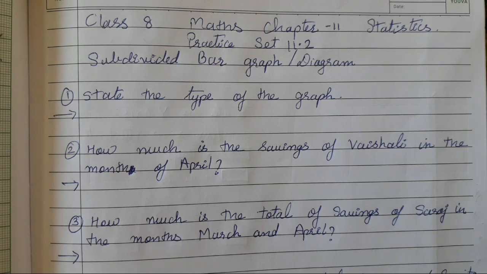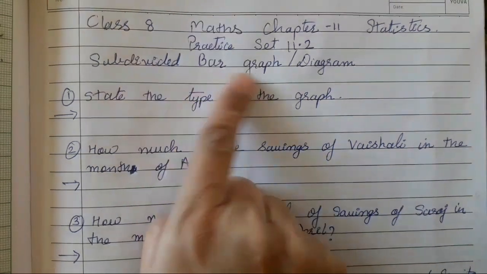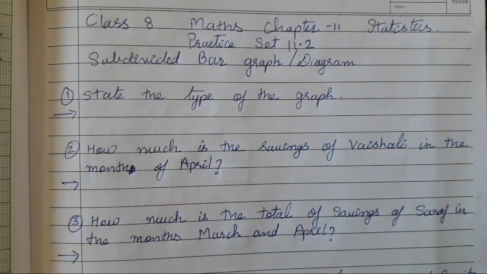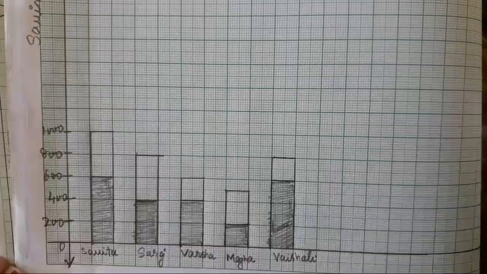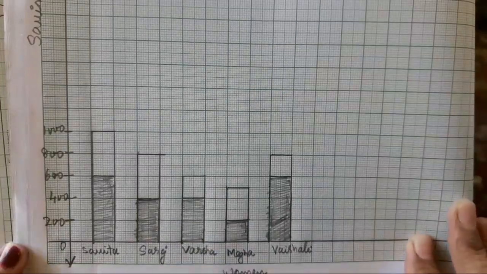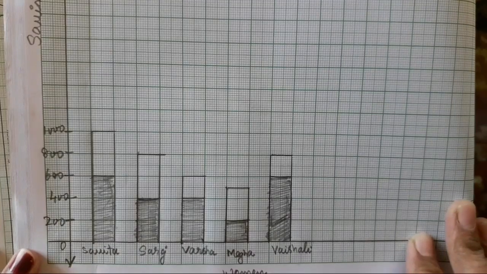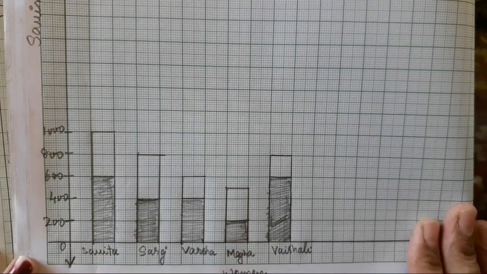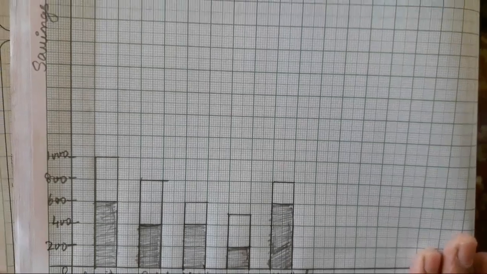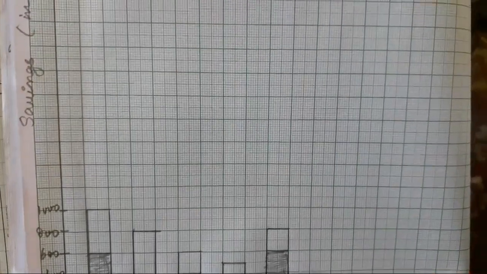So today we are going to study the subdivided bar graph. How to draw it, how to read it. So let's start. Suppose this is the question, practice set 11.2. Children, you all can refer to the textbook for the question. See, this is the question that they have given in the textbook.